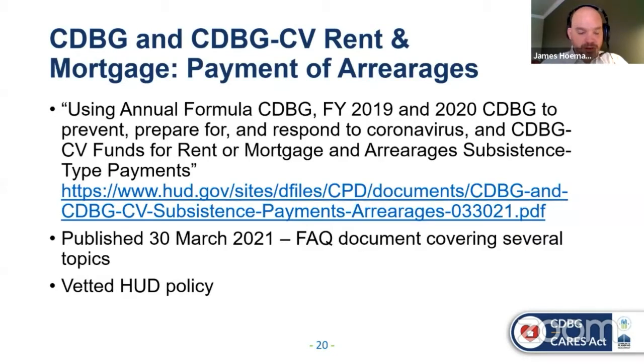So this is vetted HUD policy. I put that on there because often we do get asked about that. That is a fancy way of saying that our lawyers gave us the stamp of approval on this document. If you've been around the CDBG program for a long time, you know that this is a new policy for us. We have not published this before.